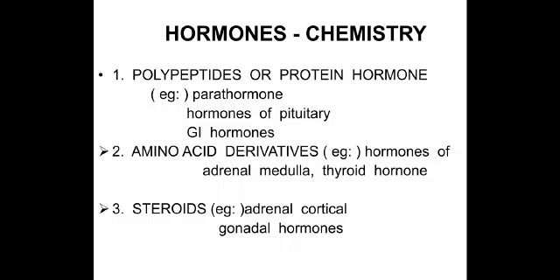The steroid hormones are synthesized from cholesterol. They have a cyclopentanoperhydrophenanthrene ring, and they are formed from the smooth endoplasmic reticulum. They are mainly the adrenal cortical hormones, so the glucocorticoids, and the gonadal hormones, which are estrogen, progesterone, and testosterone.